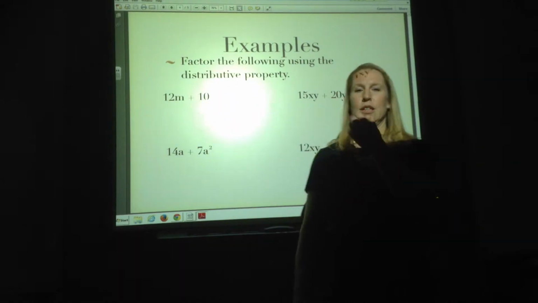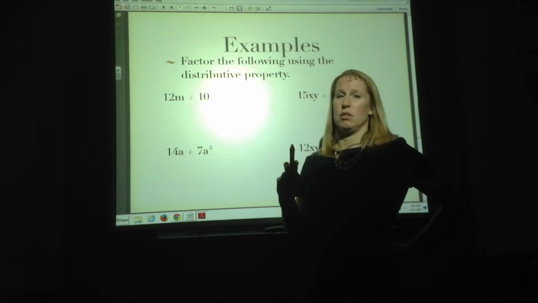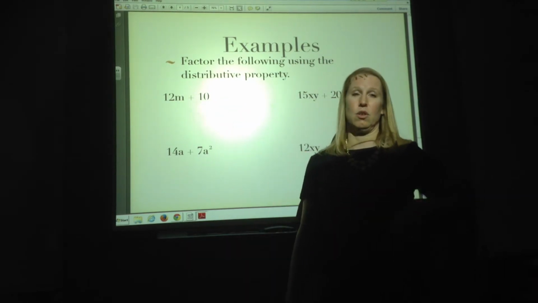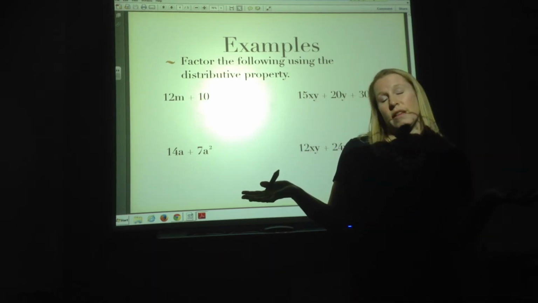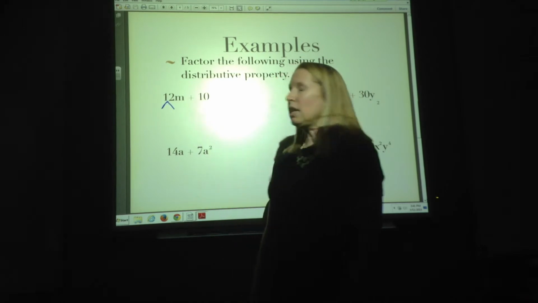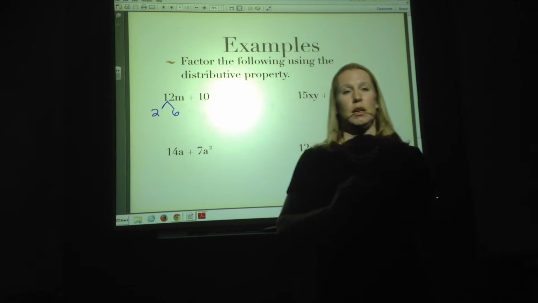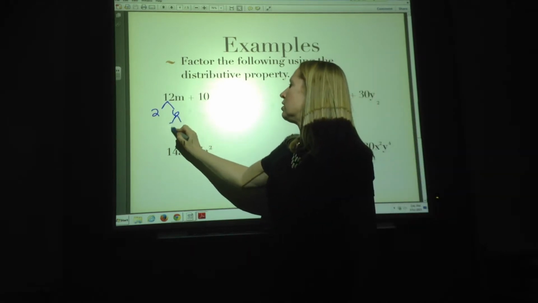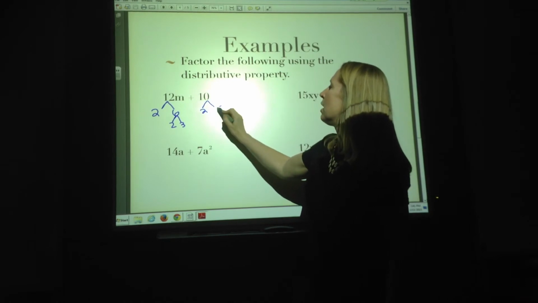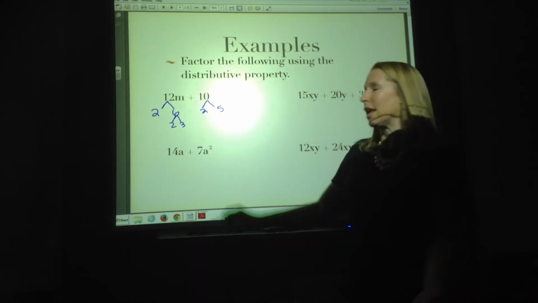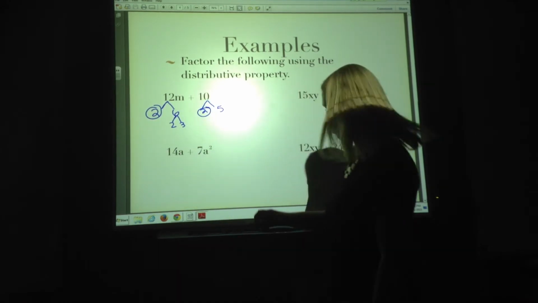Okay, let's look at this one. I have to find a greatest common factor. I know that m is only in the 12, but it's not in the 10. So m is not a common factor. So we can look at the factor tree. I know 12 is 2 times 6, but I could break the 6 down more. That's 2 times 3. Okay, 10 is 2 times 5. So the thing that they have in common is 2. So I could pull out a 2.